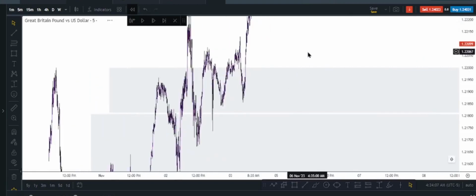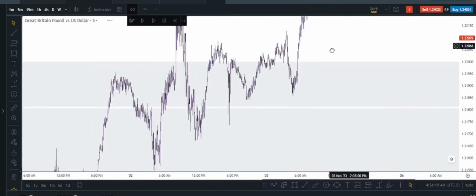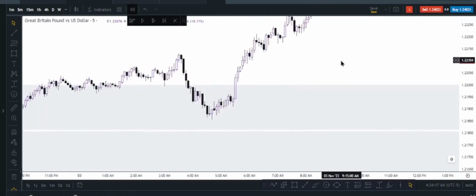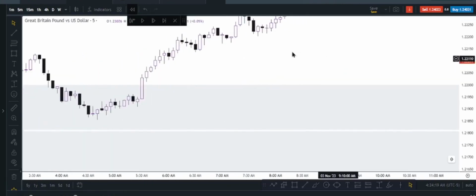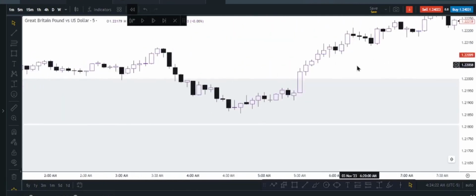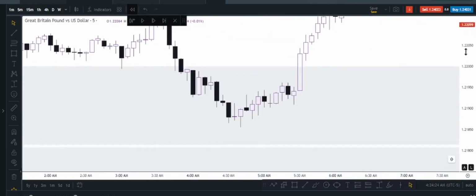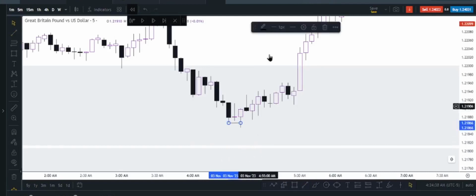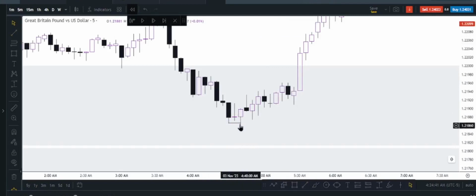Okay, so let's look at the refinement of this OB here. Okay, now take a look. Look at this candle here. Let's first of all mark this from the extreme. Look at this. Price took out this previous candle's low. This one, it took it out. Can you see that? That tells you that this candle was used to sweep the liquidity that was resting below this previous candle's low. Can you see that? And now after that, price closed above it.